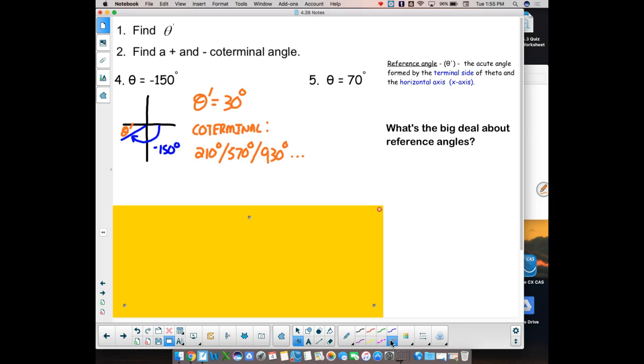If I take negative 150 degrees and I subtract off 360 degrees, I'm at negative 510. If I subtract off another loop, that's negative 870 degrees. If I subtract off another loop, that's negative 1230 degrees. And so on and so forth.